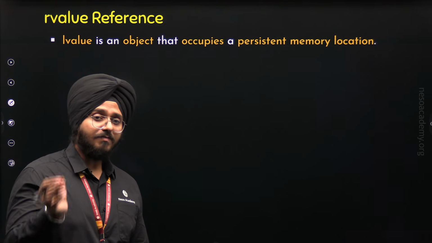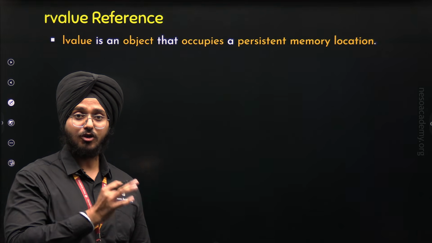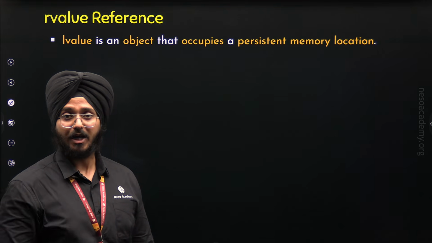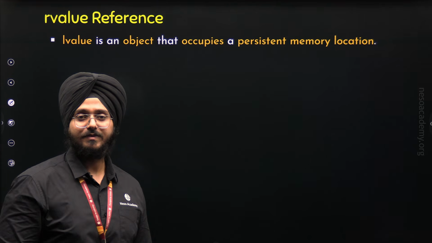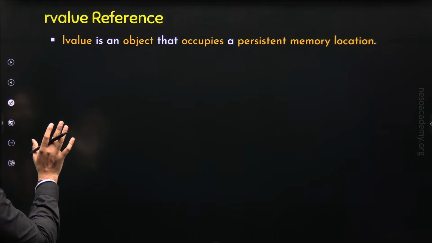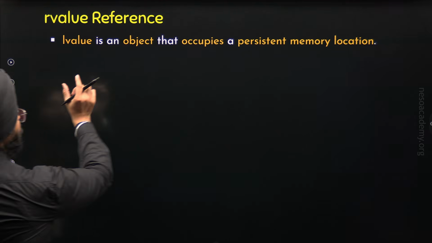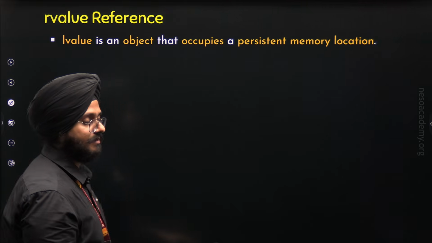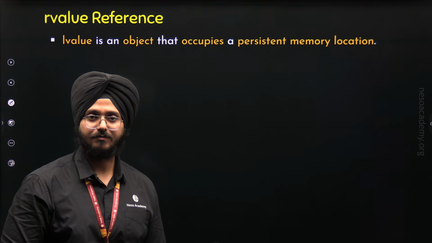Now, the persistent memory location gets deallocated when the lvalue associated with that memory location goes out of scope. So, this is what persistent memory location is, and this is the meaning of lvalue. Lvalue is an object that occupies a persistent memory location.